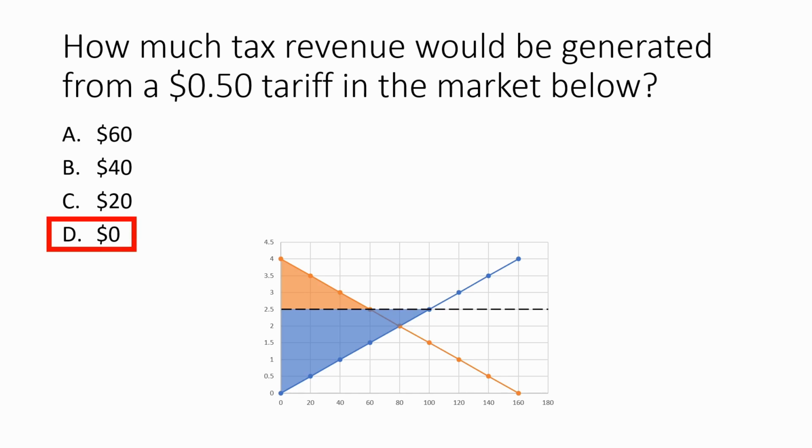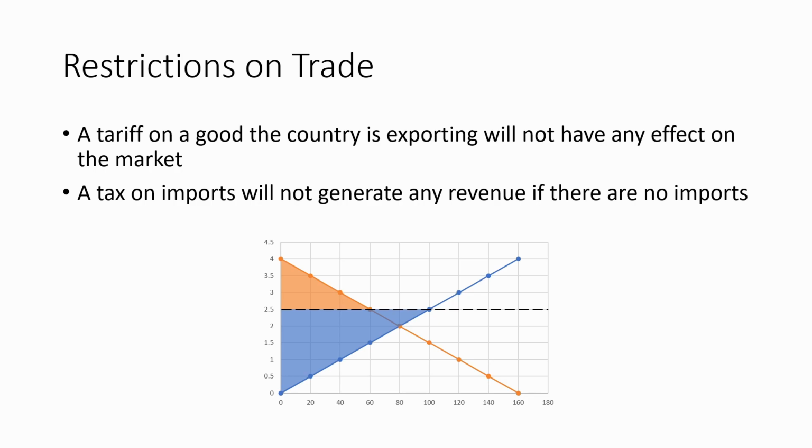That's right, $0, right? We are exporting this good. So if we put a tariff on it, a tariff is a tax on imports. Since the world price is above our market price, that means we're exporting, which means we would not be importing any of this good. Since we're not importing, a tax on imports is going to have no effect on the market. So we will earn $0 in tax revenue from this tax.